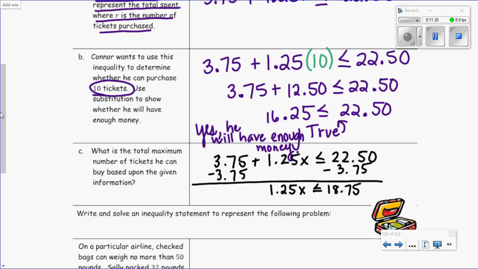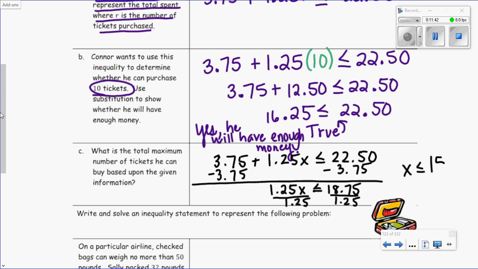Hopefully you wrote a little smaller than I did so we can fit it all in there. Okay, so whatever the ride tickets are, they have to be less than $18.75. That's because he already spent that money, if you think about it. He already bought the hot dog and drink. So now he has $18.75 left for the ride tickets. So let's see if that goes in evenly.